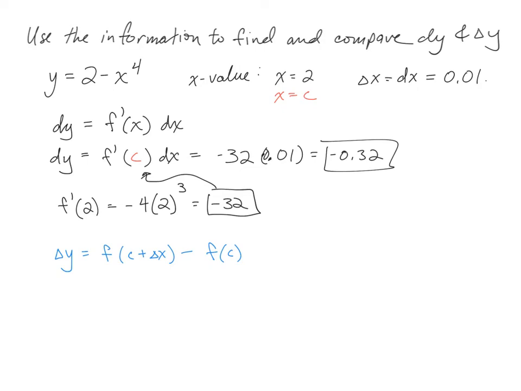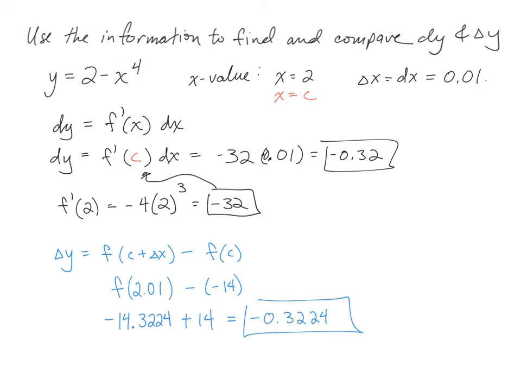And so from this particular equation here, all we have to do is find f of c. In this case, substitute 2 into our function. So 2 to the 4th power is 16. 2 minus 16 is negative 14. And we can substitute c plus delta x. 2 plus 0.01 is 2.01. And we have to substitute 2.01 into our function here.